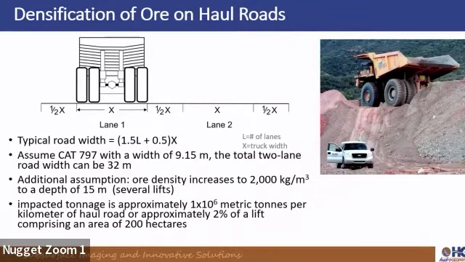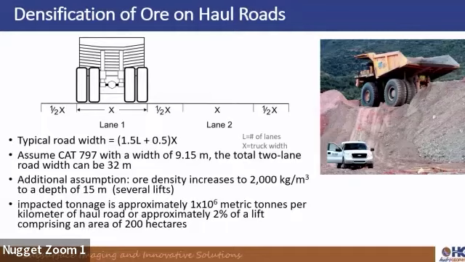So in general, you look at how these roads are constructed. There's a typical road width, and it's this simple equation where you have the number of lanes and the actual truck width, which gives the final width. If you look at a schematic, this is pretty much how wide they would be, lane 1 and lane 2, with about half a truck width between them. And if we assume a CAT 797 with a width of 9.15 meters, the total two-lane width of that road could be up to 32 meters wide.